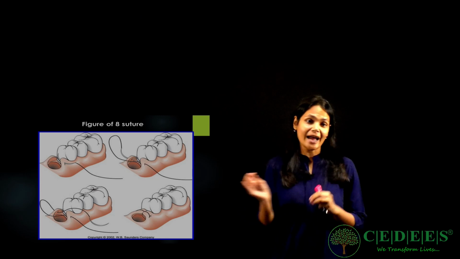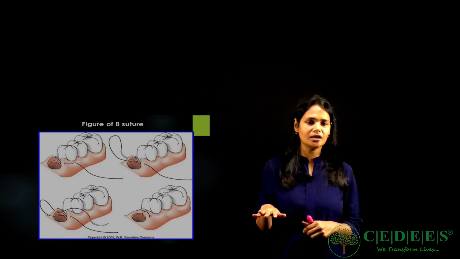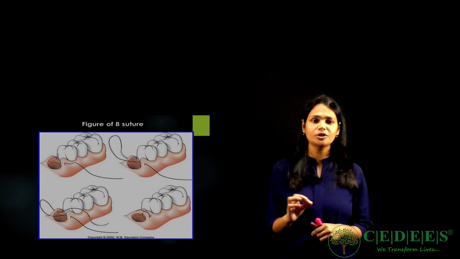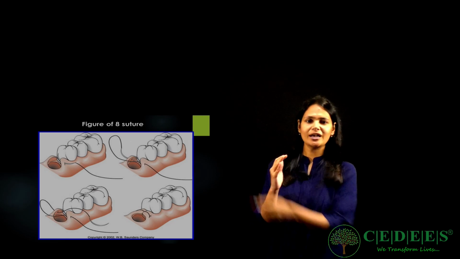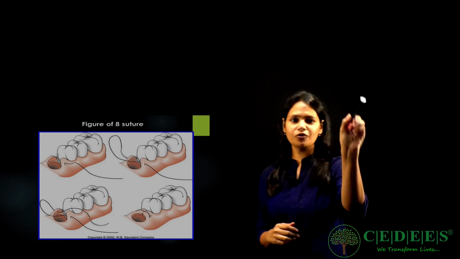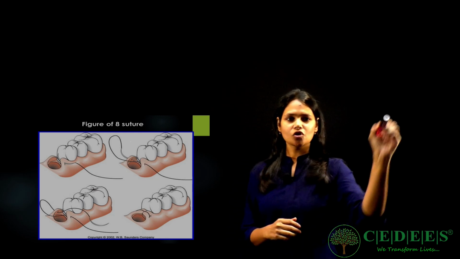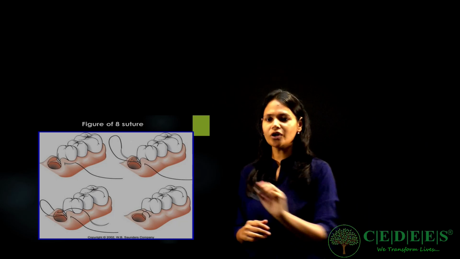Figure of 8, slight modification from the direct loop suture. Again, it is an independent suture. It is an interrupted suture. You go in from one side. Instead of properly coming out, you go from the other side and make, it's like your infinity symbol. So you enter, you go here, you come up and you come down. So that's how your 8 forms.